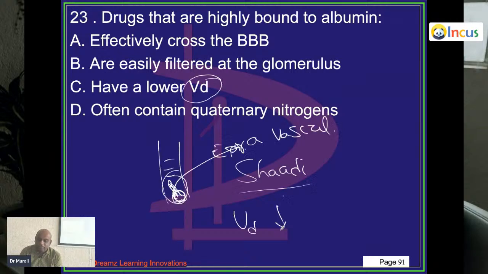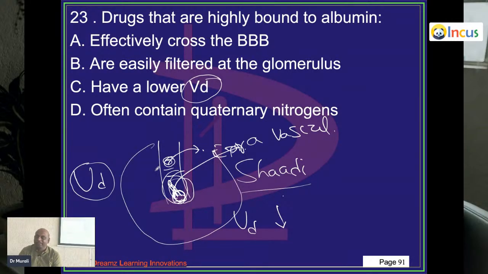Low, obviously, because volume of distribution means the amount of the drug available in the plasma and also outside the plasma. The entire thing is VD. But if it is limited only to plasma, it is not distributed outside, low volume of distribution.